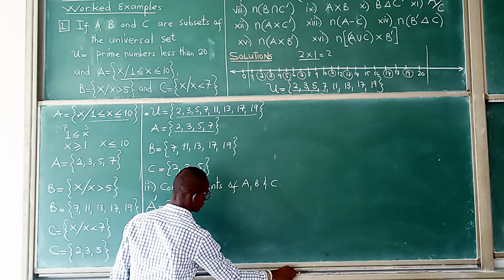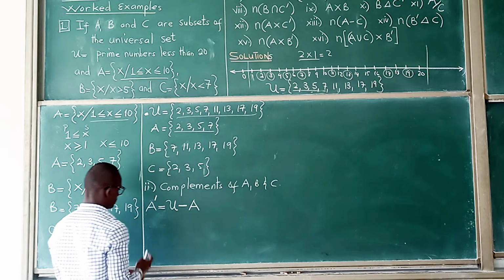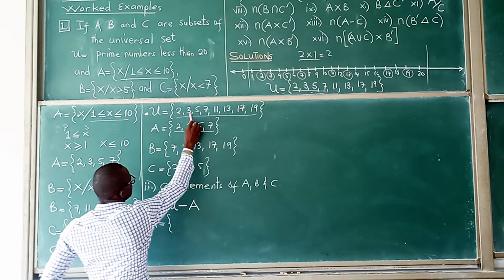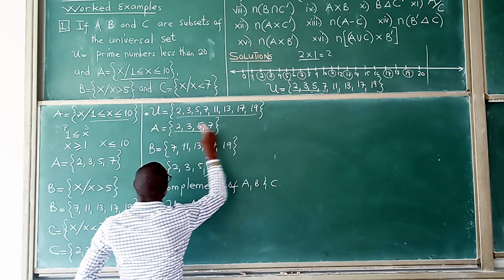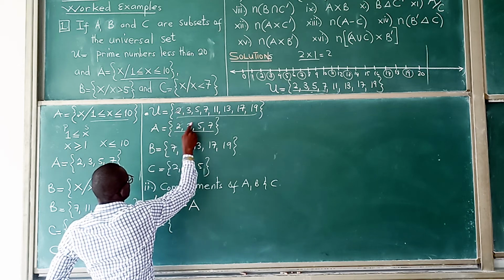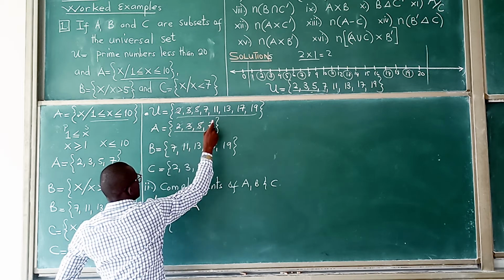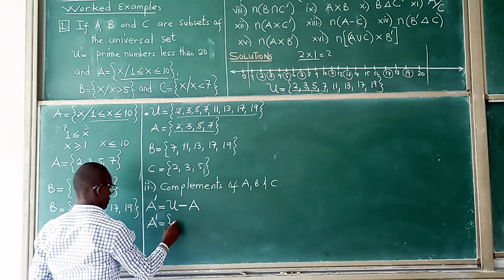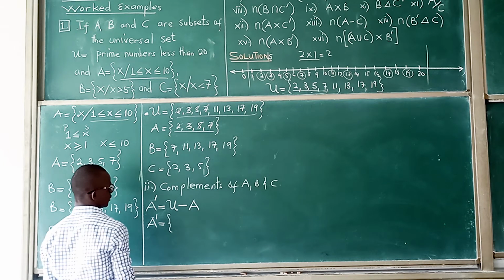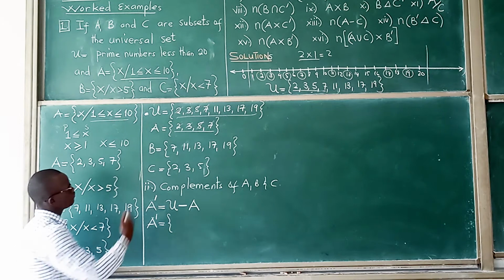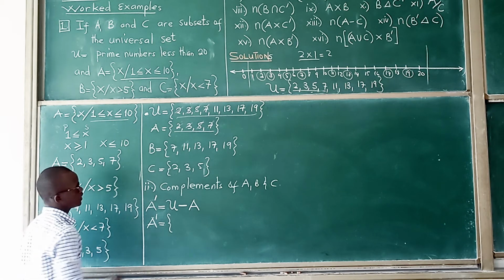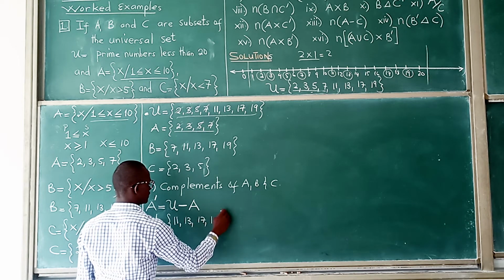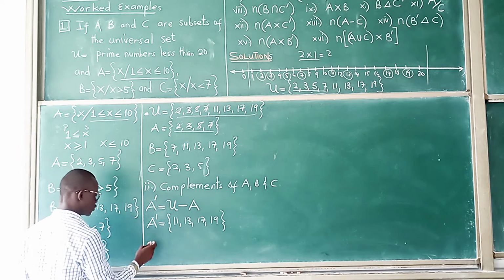So let's look at them. We have set A prime now to be, the universal set is 2, 3, 5, 7, 11, 13, 17, and 19. This is set A. So it will just cancel out all of these elements that are within set A from the universal set. The remainder has to do with the complements of A. Complements means those elements that are found within the universal set but are not found within A. So you have 11, 13, 17, and 19.